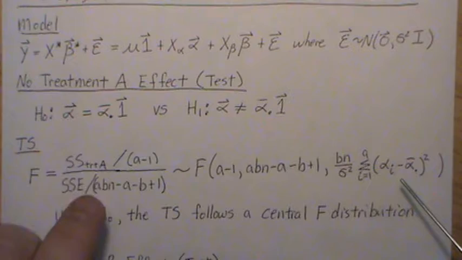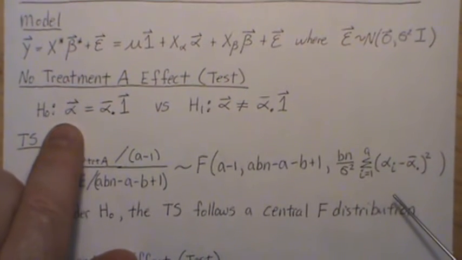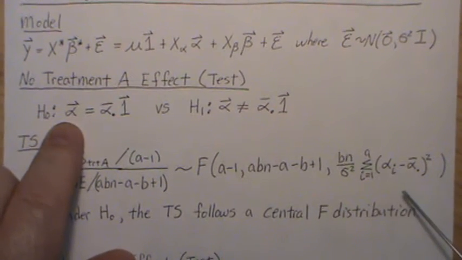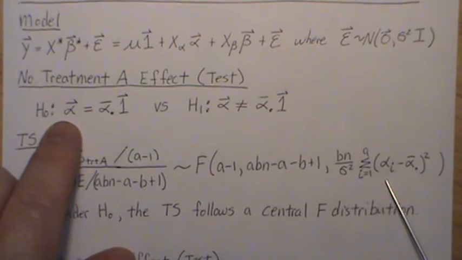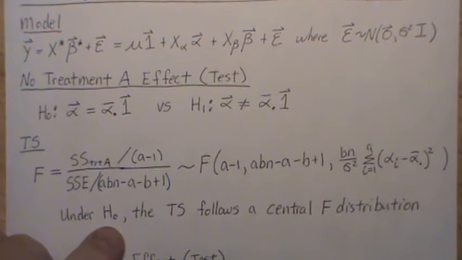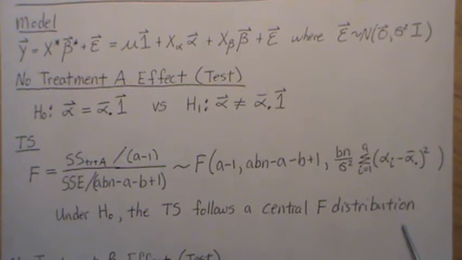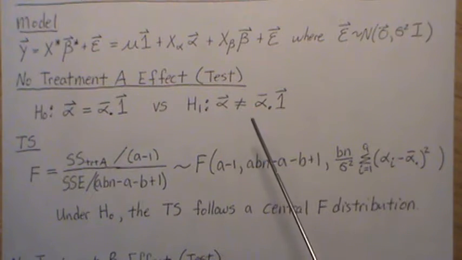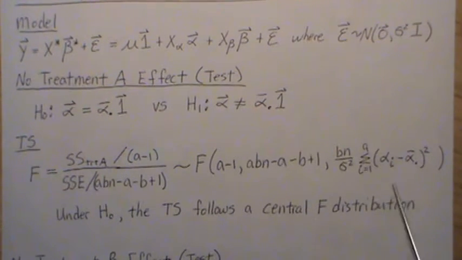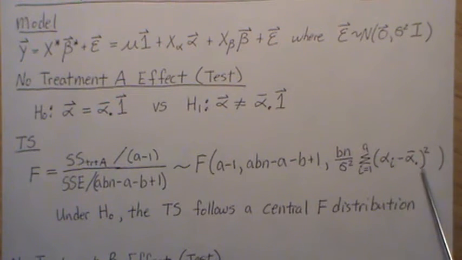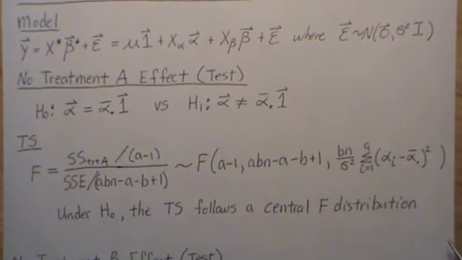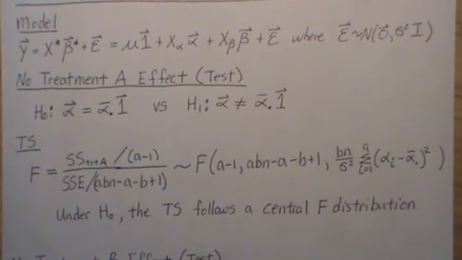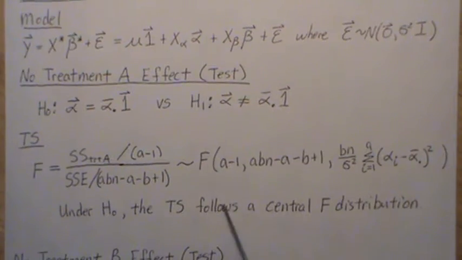Now, under the null hypothesis that each alpha parameter is constant, this makes the non-centrality parameter 0. Then it becomes a central F distribution. So under the null, the test statistic follows a central distribution. Now, if they're not constant, then this is a positive number, right? Because they're summing up squared things. Then the non-central F distribution is shifted to the right, which makes it more likely to be in the rejection region. Anyway, so that's treatment A.